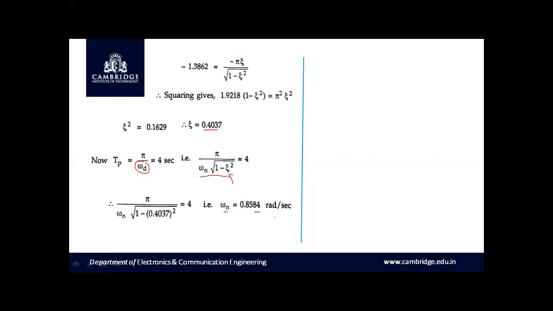Once after obtaining zeta and omega n, in the beginning we have compared with the standard characteristic equation and we have obtained omega n is equal to square root of k1. So let me substitute for omega n in this expression. Therefore, I can obtain the value of k1. So once after substituting for omega n as 0.8584, I get k1 is equal to omega n square, which will be equal to 0.8584 the whole square, which is nothing but 0.7369. We have obtained the value of k1.